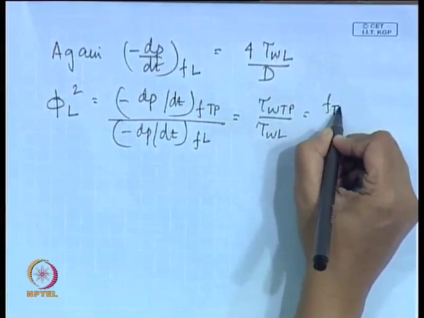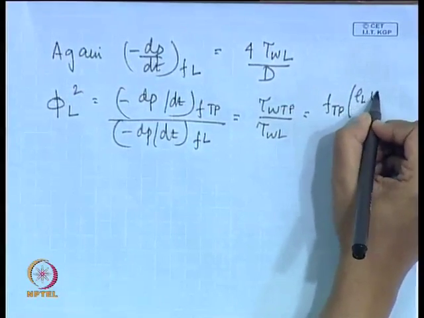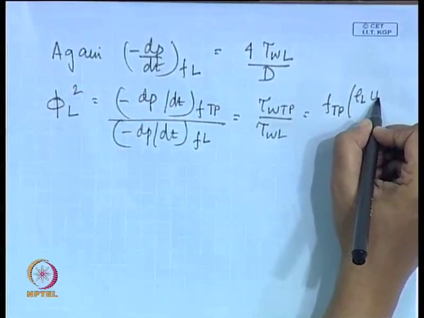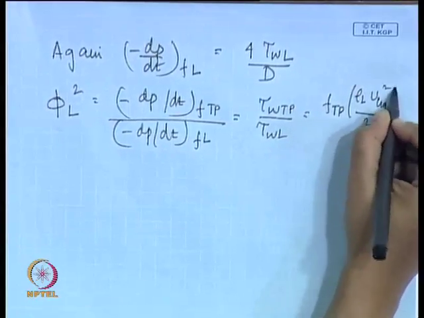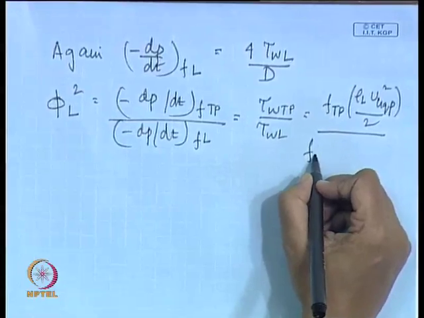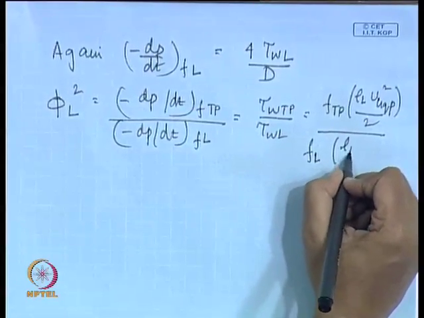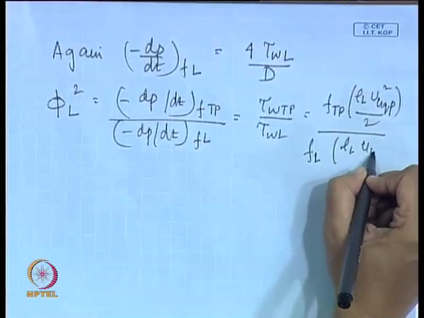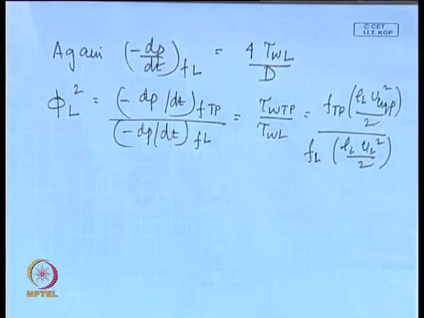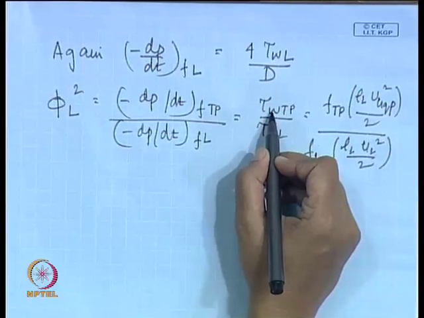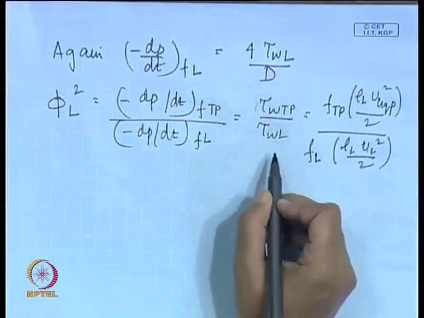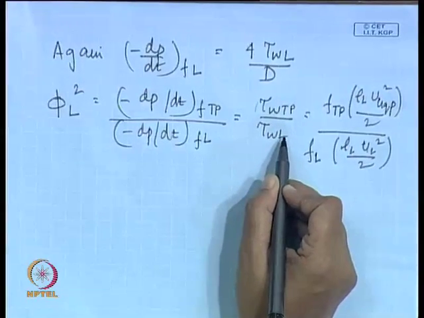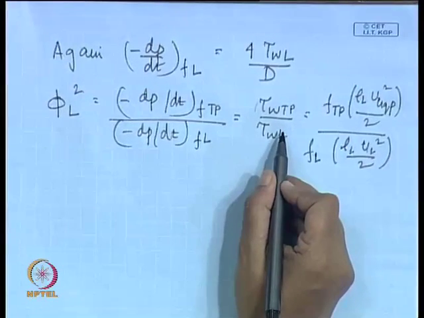This is FTP rho L U liquid portion square by 2 divided by FL rho L U L square by 2. Yes or no? Okay. Where this tau W TP is the wall shear stress when the two phases are flowing as separated flow in the pipe, and this is the wall shear stress when the liquid is flowing alone in the pipe.